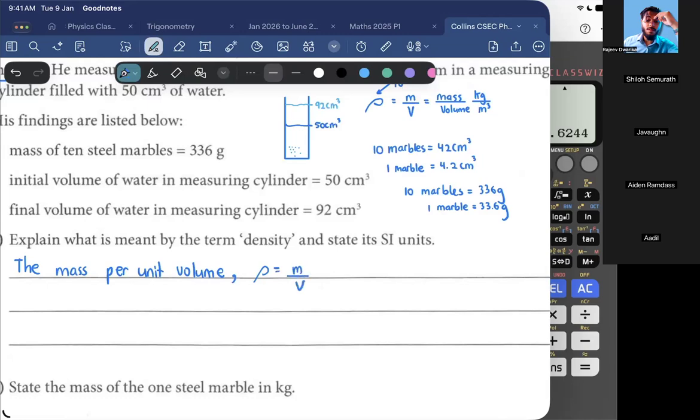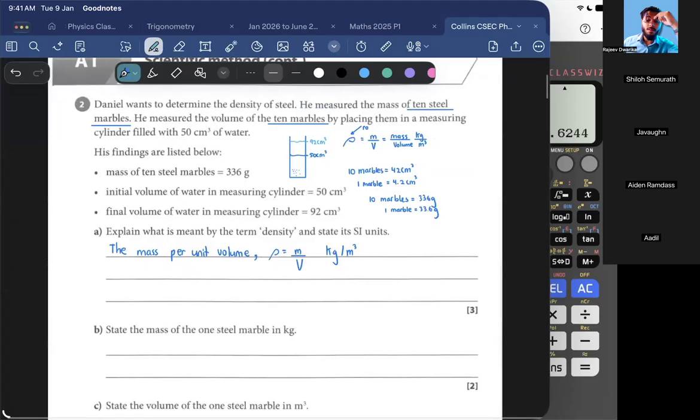They want the SI units. So the units for that, you tell me, Javon, what do we measure mass in? kg. And it's over volume, so that'll be kg per what? Meters cube. Nice. Everybody okay with that? Yes, sir. Easy 3 marks.